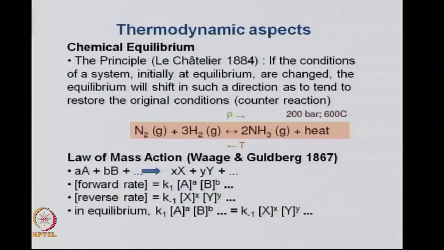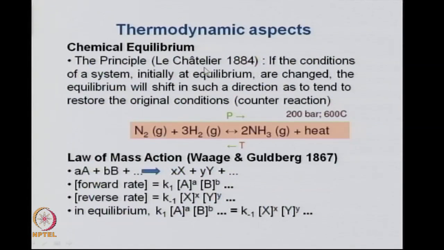The other important thermodynamic aspect is the well-known chemical equilibrium principle given by Le Chatelier, that if the conditions of a system initially at equilibrium are changed, the equilibrium will shift in such a direction as to restore the original conditions. So, what happens typically in reactions where gaseous molecules are involved, you can assume this reaction, which is the well-known reaction for ammonia formation, where all three, the reactants and products, are gaseous species. So, you have nitrogen gas, hydrogen gas and ammonia gas. This reaction under high pressure moves the equilibrium towards the right side, and at high temperature it moves the equilibrium towards this side.